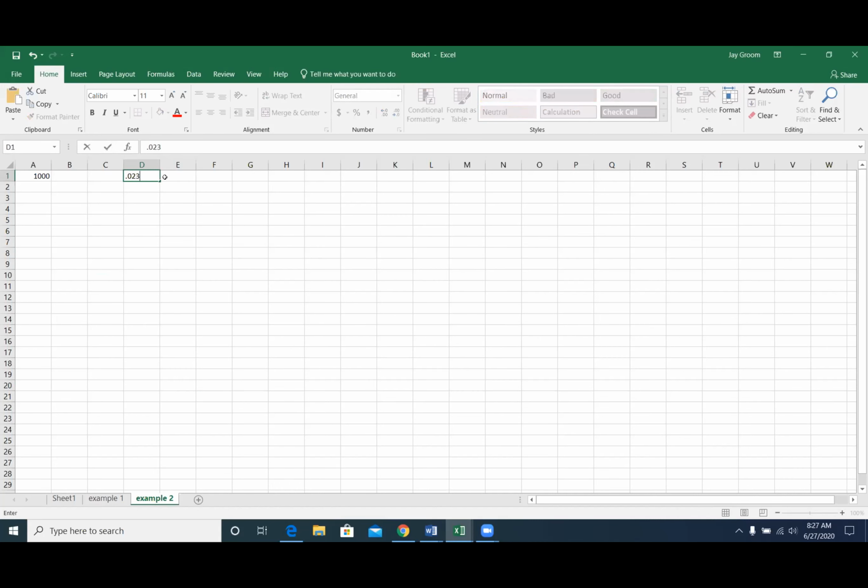0.023, 2.3%, and $1,000 here, or $100 rather there. Sorry. And then make sure you label these. So this is a deposit. I could put it as a payment, I guess. It wouldn't hurt anything, but I'm going to really call it what it is, deposit. And since it's on number 2, deposit 2. And then this guy, interest 2.